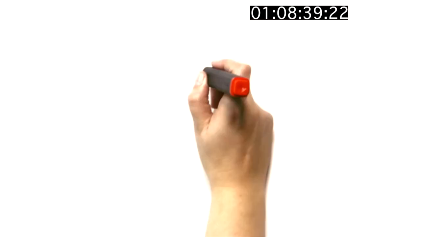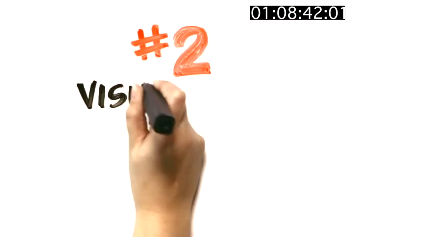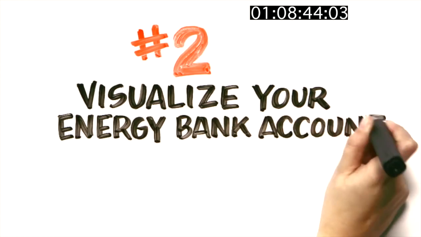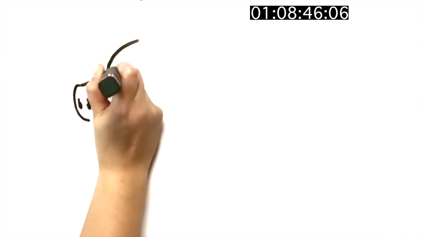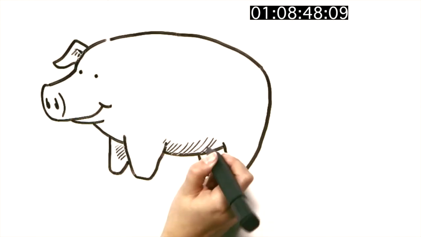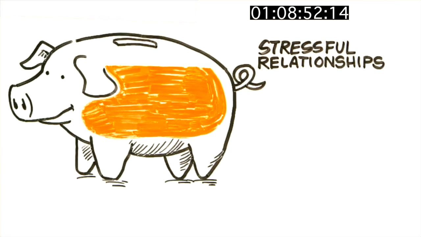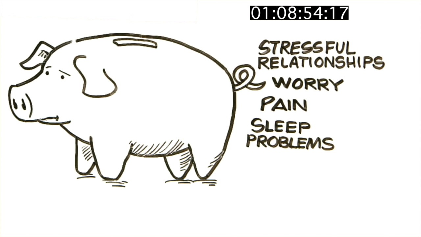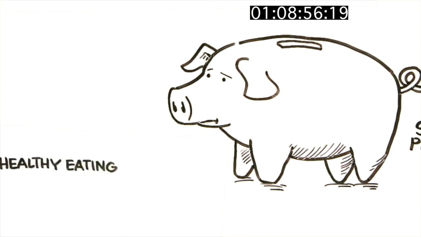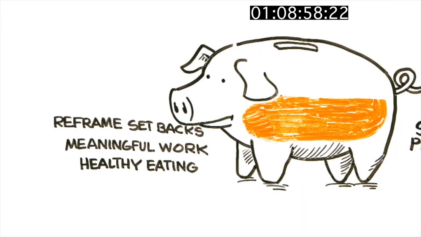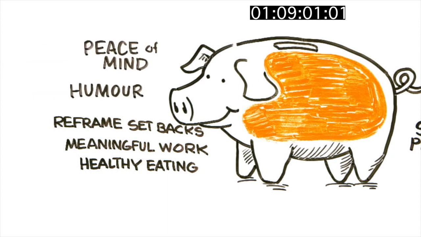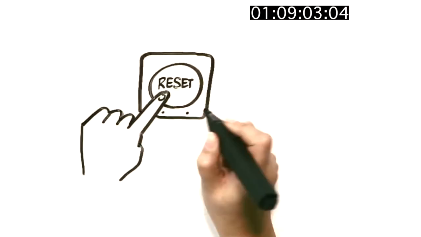The second key, and this may be a good life lesson for all of us, is to visualize your energy bank account. Now, many of you will find that your energy account is less with cancer. So you need to look at the things in your life that draw on that account: stressful relationships, worry, pain, sleep problems, and counterbalance these with healthy eating, meaningful work, reframing of setbacks, humor, and peace of mind. It's time to stop and push the reset button.